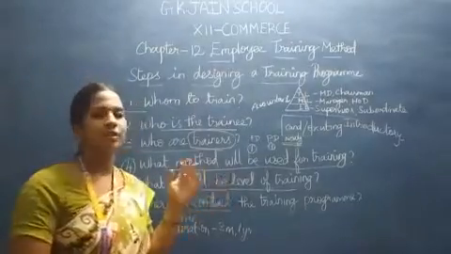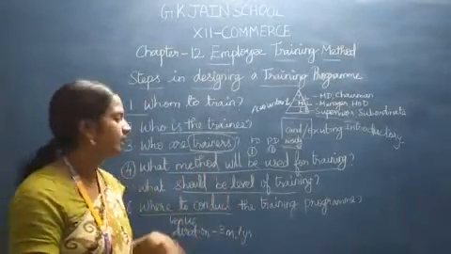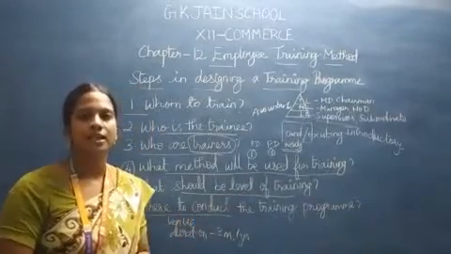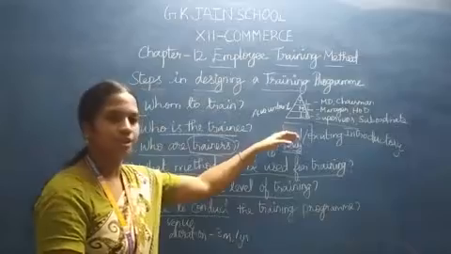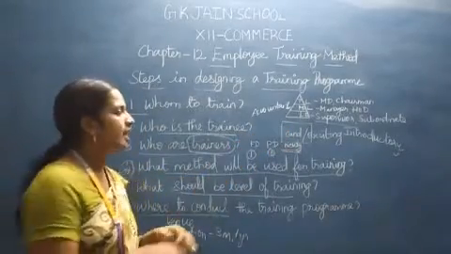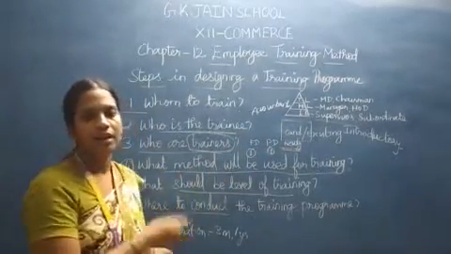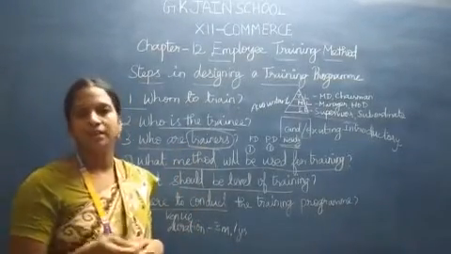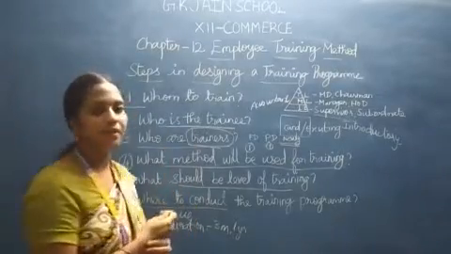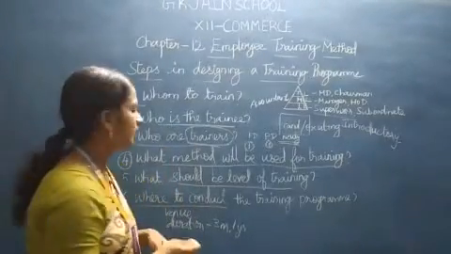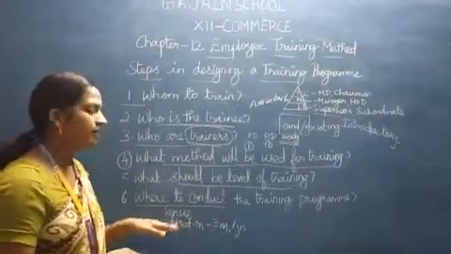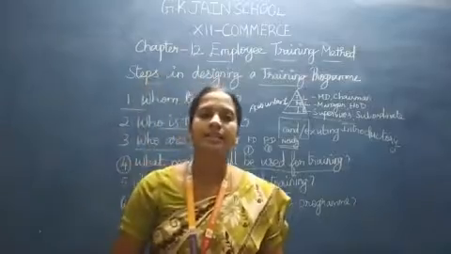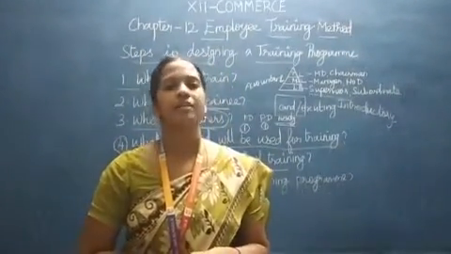What method? It can be on the job or off the job training. And what should be the level of training. For each level in the organization, the training is different. For newly joined, it is introductory training. For the middle level, managers and HODs, a skill development training will be given. For a top level person, it can be effective training. Next, where to conduct: venue and duration need to be fixed by the organization. So these are the steps in designing a training program.